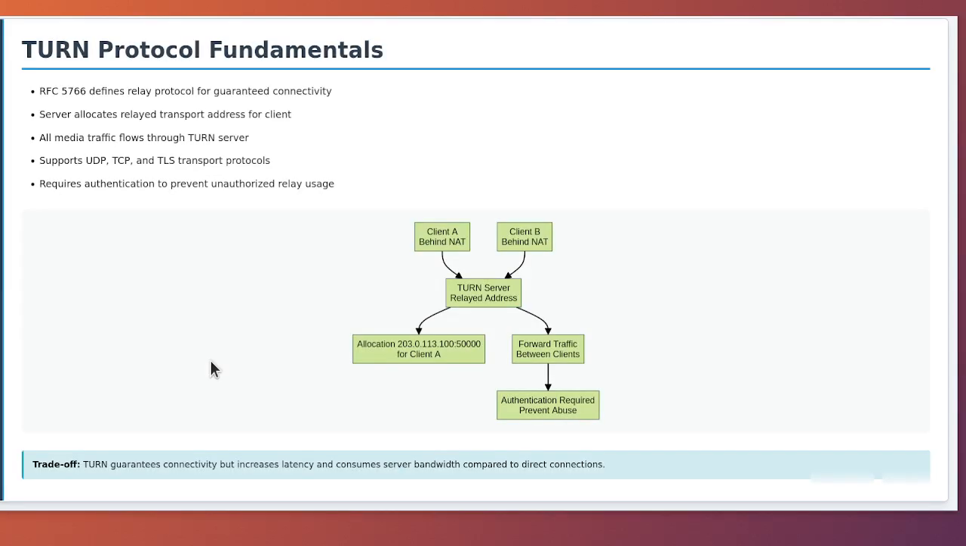TURN Protocol Fundamentals. While STUN enables direct peer-to-peer connections in many scenarios, there are situations where direct connectivity is simply impossible. This is where TURN, or Traversal Using Relays around NAT, becomes essential. TURN is defined in RFC 5766 and provides a relay mechanism that guarantees connectivity between peers, even in the most restrictive network environments. Unlike STUN, which is a lightweight protocol for address discovery, TURN is a full-featured relay protocol that actually handles the media traffic between peers.